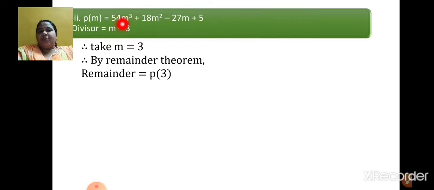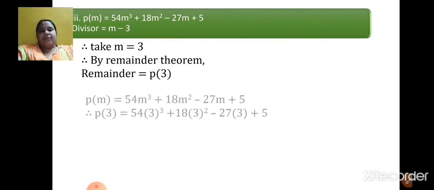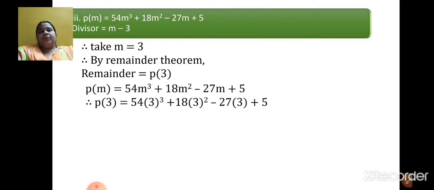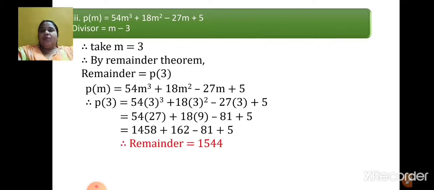So this will be 54 into 3 cube, 18 into 3 square, 27 into 3, and plus 5. Then m cube is 3 cube. 3 3s are 9, 9 3s are 27. 27 into 54, quite a big number you will get. Multiply it and get it. 3 square is 9, 18 into 9. 27 into 3. And plus 5. So once I multiply, I get 1458 plus 162 minus 81 plus 5.